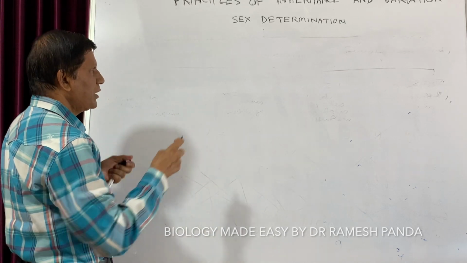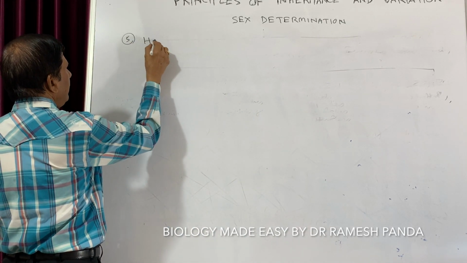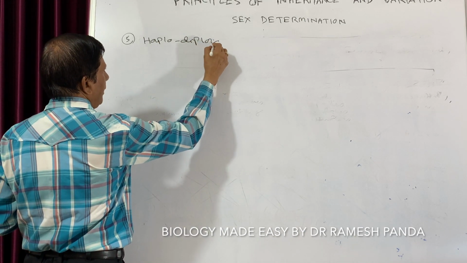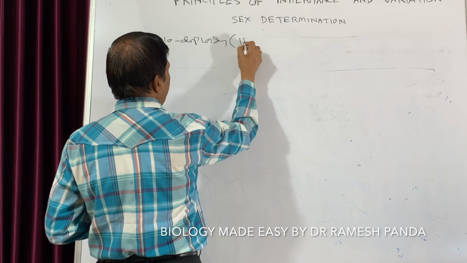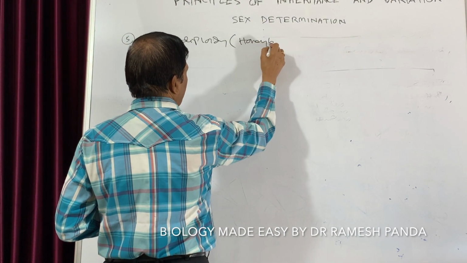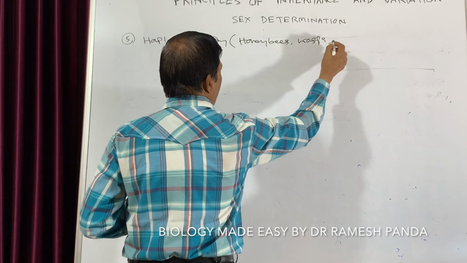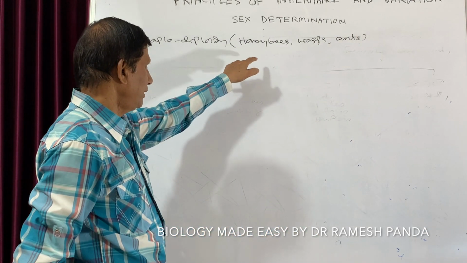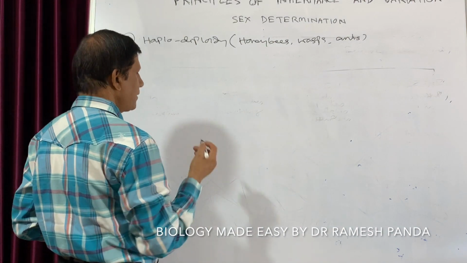So we have discussed 4 different types. Then the 5th type we can tell is haplo-diploidy. This haplo-diploidy method is usually found in case of honeybees, also some wasps and ants. But the most famous one is honeybee. How it is taking place, let us discuss.